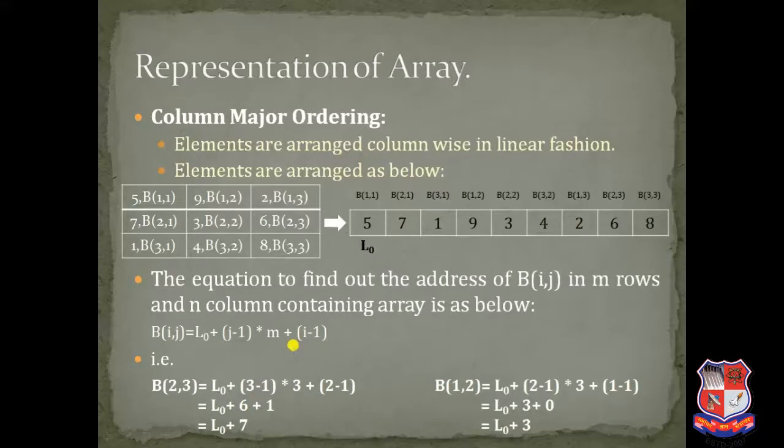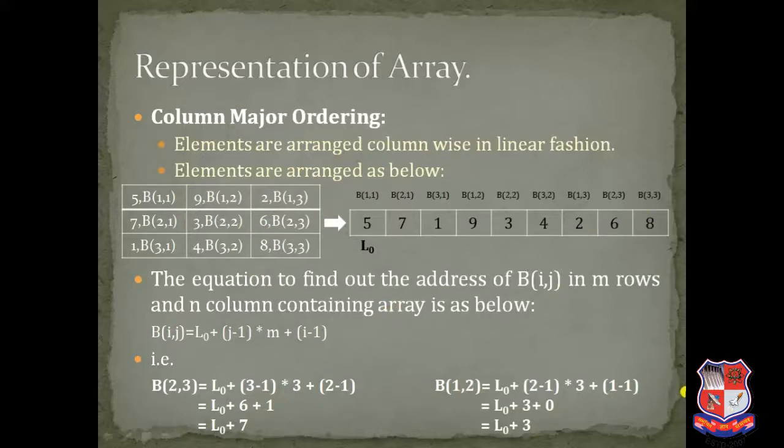Similarly, we have column major ordering. In column major ordering, the elements are arranged column-wise in linear fashion. The elements are stored as below. As you can see, I have taken the same array, but the storage structure is a little bit different. Instead of storing the array elements row-wise, now in column major ordering all the elements are stored column-wise. So if I take the first column, I have 5, 7 and 1. If I take the second column, I have 9, 3, 4. If I take the third column, I have 2, 6 and 8.